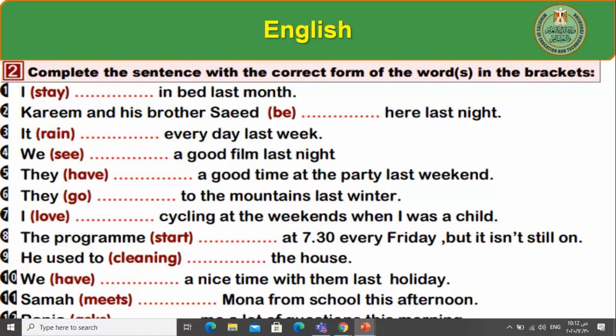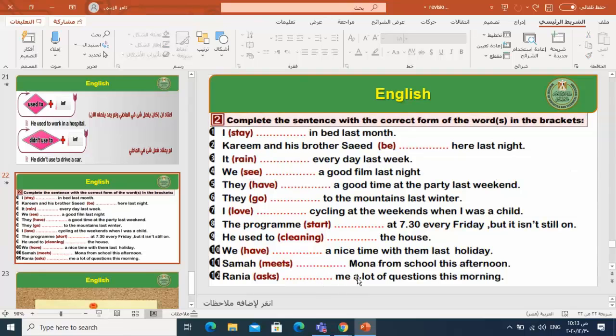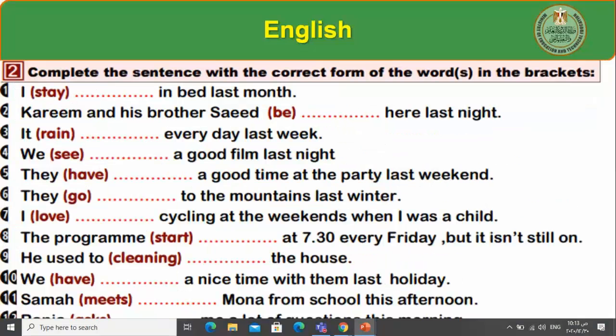Use to، قلنا used to الفيرب انفينيتيف بعدها، يبقى he used to clean the house، يعني we omit، تمام، we remove the ing. We have a nice time with them last holiday. Last holiday يبقى we had. We meet Mona from school this afternoon، met Mona from school this afternoon. Okay. The last one, Rania asks me a lot of questions this morning. طبعا asks الماضي من ask asked، أضيف ed.